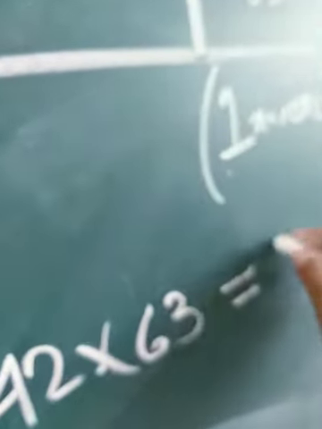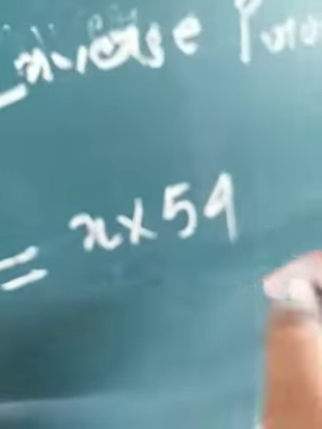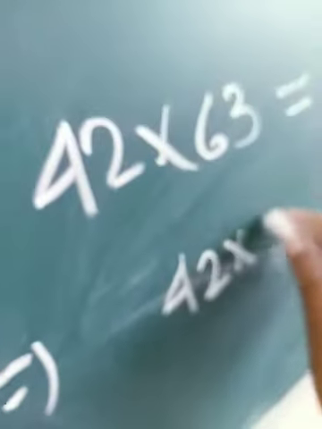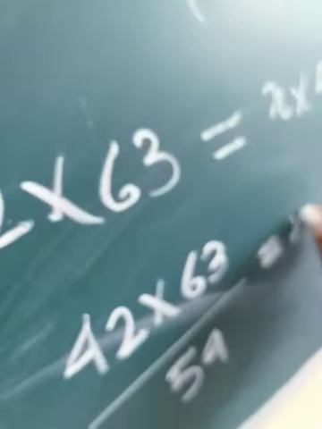So how to arrange the numbers? 42 into 63 would be equal to x into 54. Fine. So we have to find the value of x. For that we have to transpose 54 towards the left hand side. So it will look like 42 into 63 upon 54. That would be the value of x.